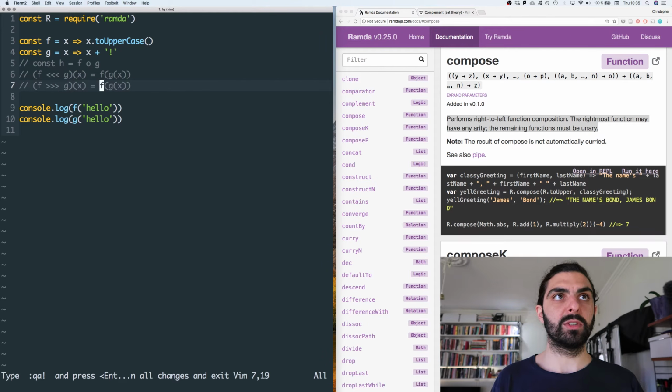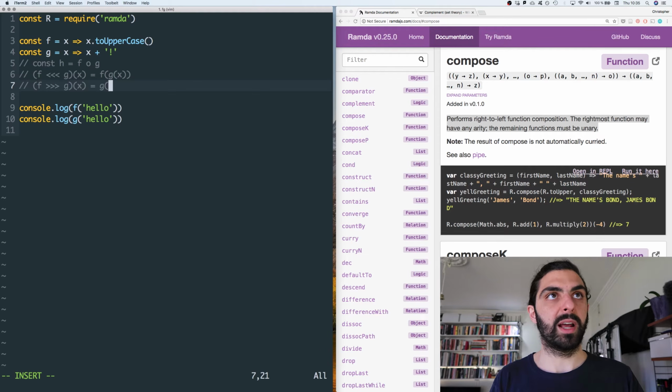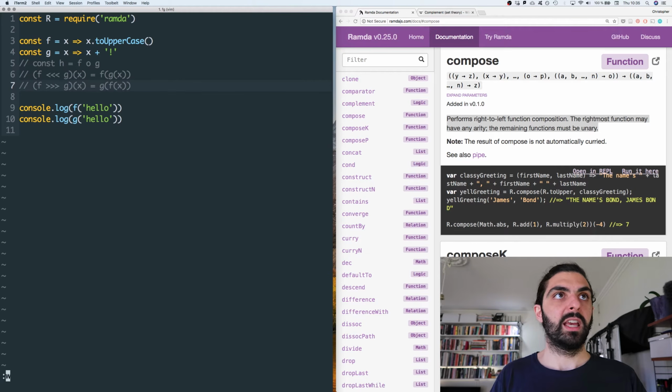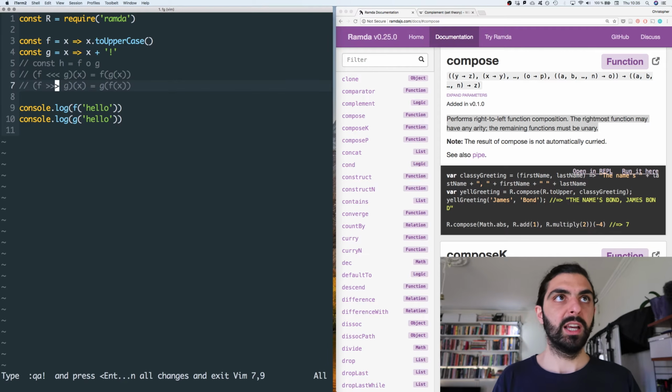So left to right composition would, however, be g applied to f applied to x if we compose f and g, or if we pipe f and g. If you think about it, left to right composition is very much like Unix pipes, and it's very natural to us as programmers.